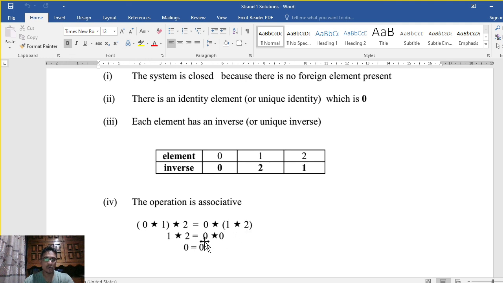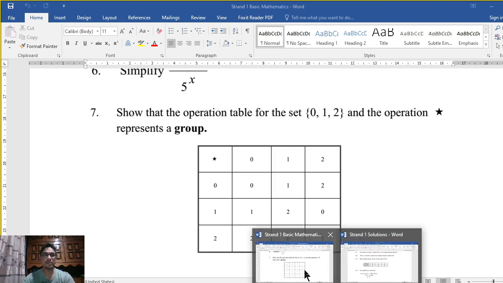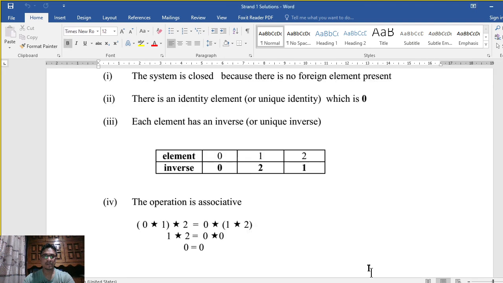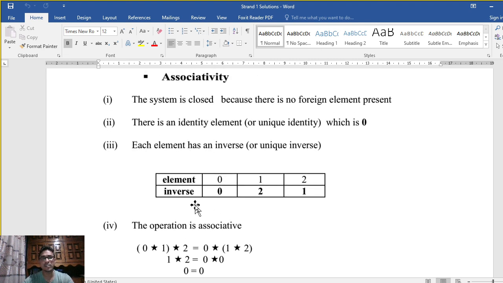What is 0 operated with 0? The answer is 0. So you can see the left hand side is equal to the right hand side. So the set is associative. It fulfills all the 4 conditions, so it is a group.